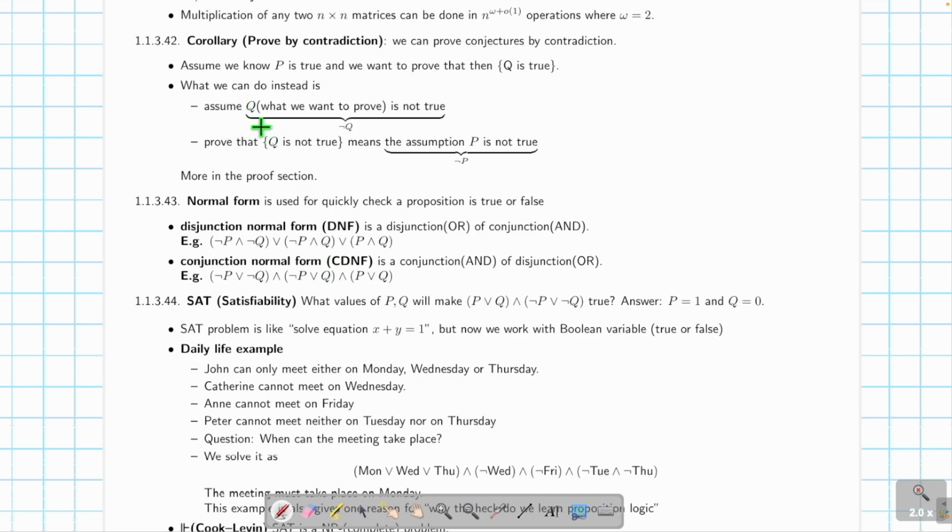So assume Q is what we want to prove. If it's not true, this is the same as assuming not Q. Then what? I assume not Q implies not P. This is proof by contradiction.